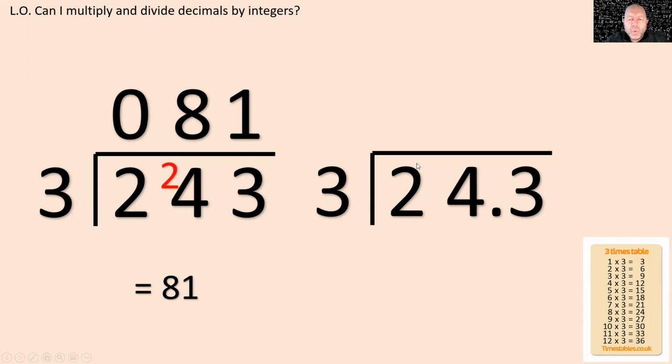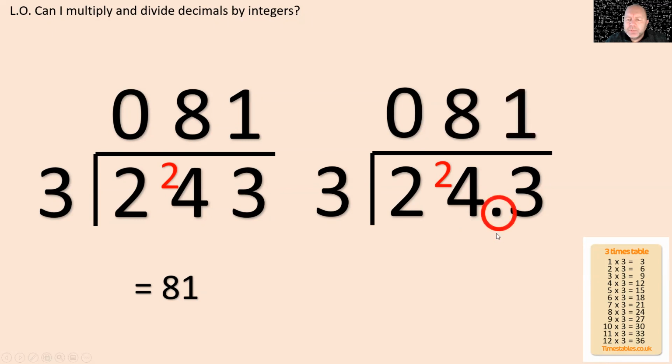3's into 2 won't go. So I'm going to put a 0 in my answer just to push all the other numbers along. And because we've not used the 2, that becomes 24 in the next column. How many 3's in 24? Well, there's 8. How many 3's in 3? There's 1. The decimal point tracks up into our answer. So our answer is 8.1. Again, that 0 isn't part of the answer. It just helps me keep all my answer numbers in line with the calculation.